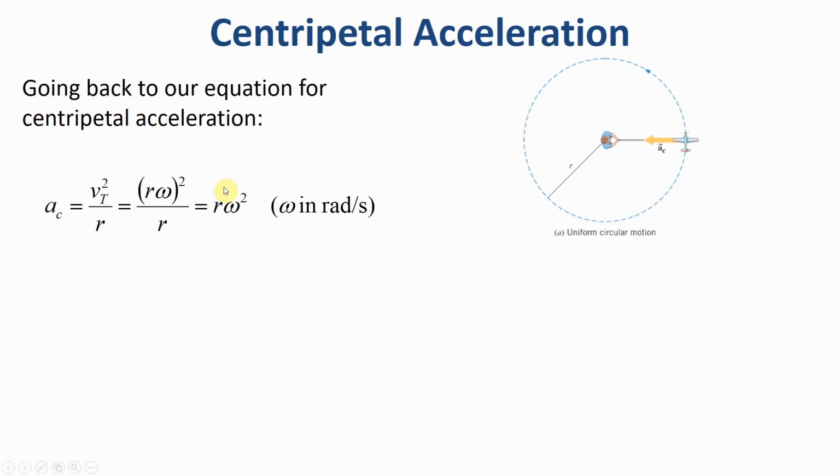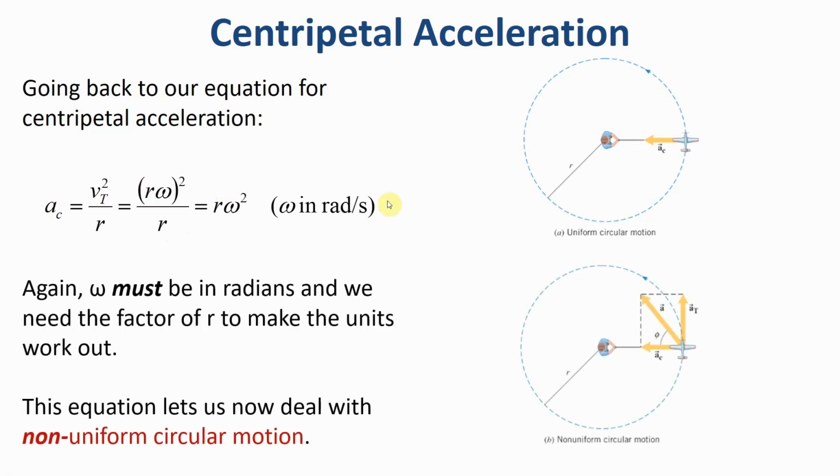Now if I really wanted to, and I'm not sure that we want to, I could combine my centripetal acceleration here with a tangential acceleration that's going to be r times alpha, and I could get non-uniform circular motion: something that's rotating and speeding up or slowing down at the same time. So we have the power to solve more complicated problems just by paying attention to these unit conversions.